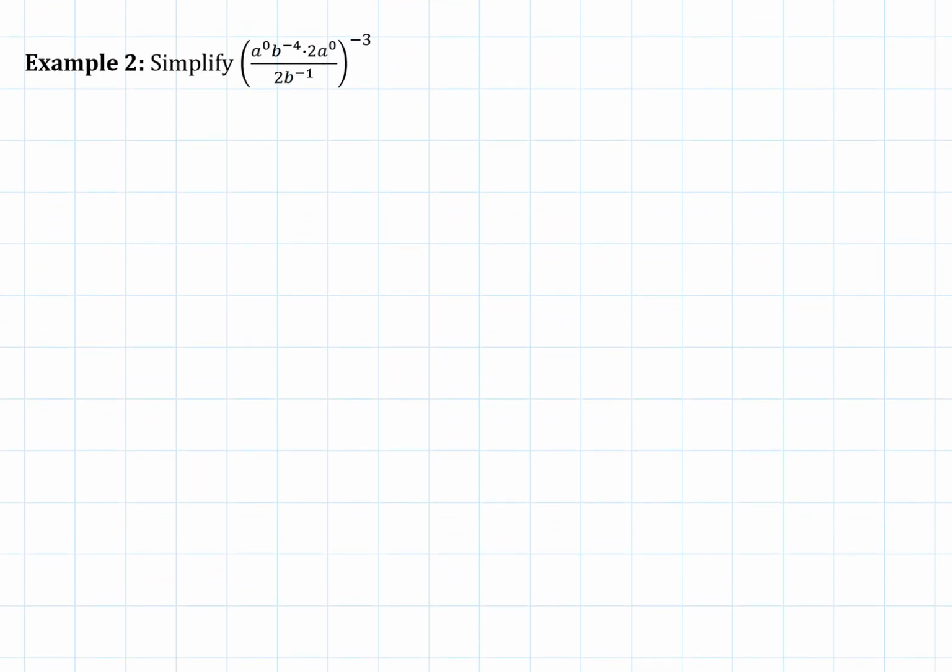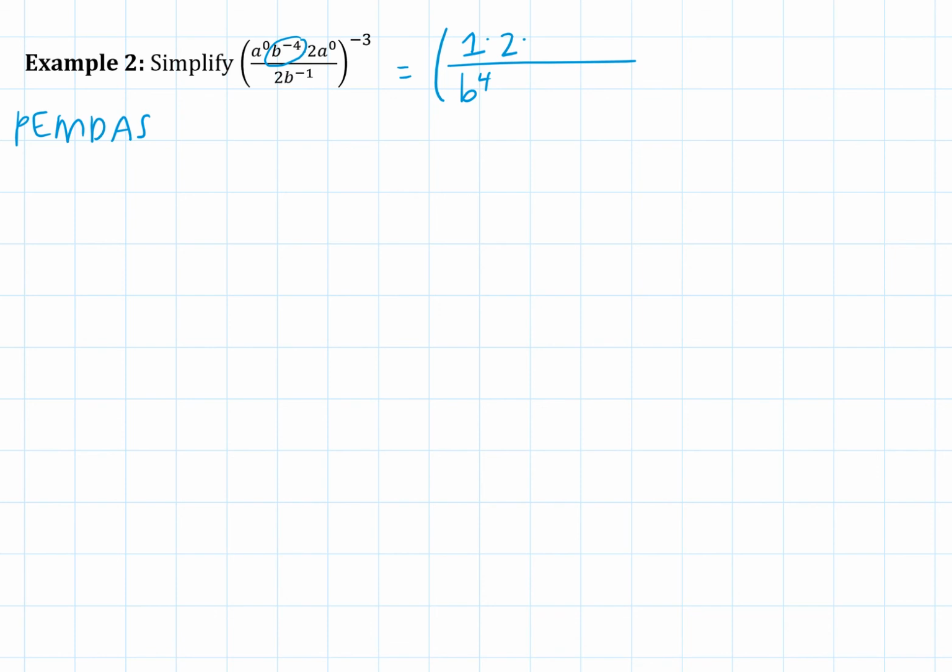Let's take a look at our next example. Again, we're going to follow PEMDAS so we can decide what's the first thing we should do and the next and so on. So P, parentheses, well, this time I can simplify what's inside the parentheses. A to the 0 power is 1 times b to the negative 4. I'm going to move this term to the denominator so that its exponent becomes positive.